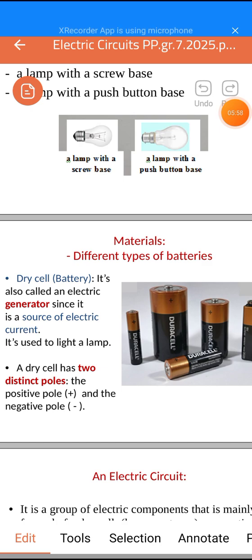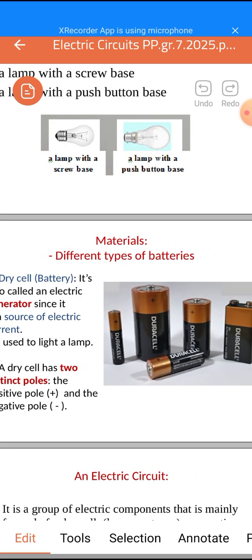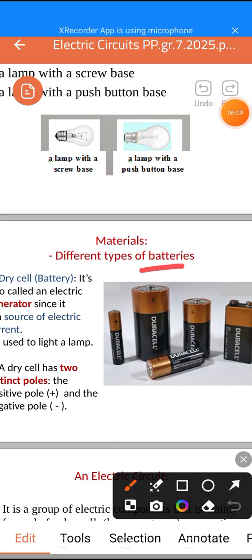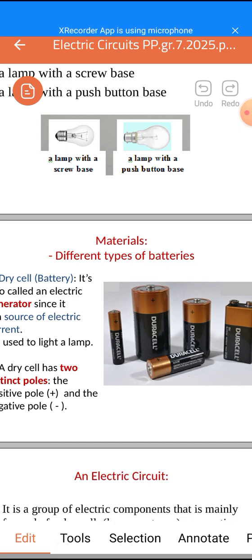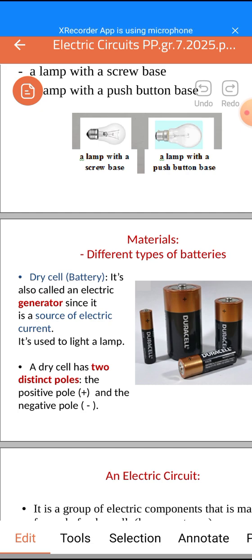Now, in order to make the lamp glow, we need to connect it to a source of electricity. This source would be a battery, or we can call it a dry cell. So battery and dry cell carry the same meaning. They are the same in meaning. It's the source of electric current, so it can give the lamp electricity, electric current.